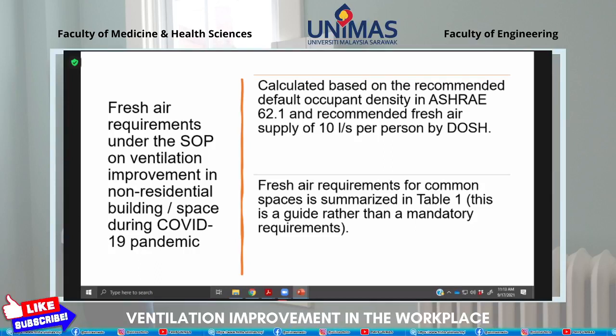So we use that default occupant density, and we use 10 liters per second per person to come out with a guide, which is summarized in table 1 in the detailed guide later. So the fresh air requirement for common spaces is summarized in table 1 in the guide. This is basically a guide rather than a mandatory requirement. It is advisable that if we can install more, it is much better.